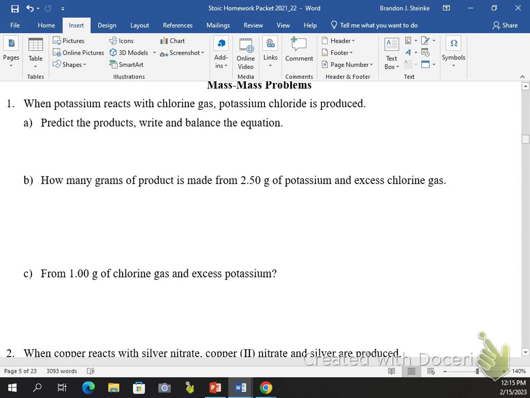All right. So, grams. Good. So, predict the products, write the balance equation. So, you have when potassium reacts with chlorine gas, potassium chloride is produced. So, question, part A is write and balance the equation. So, it should be potassium reacts with chlorine gas to produce potassium.